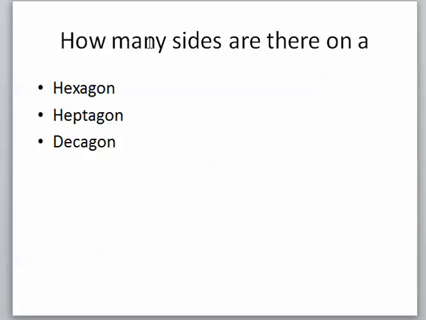Going on. Just as a point of reference, how many sides are on a hexagon? 6. How many sides are on a heptagon? Hepta, 7. How many are on a decagon? 10.